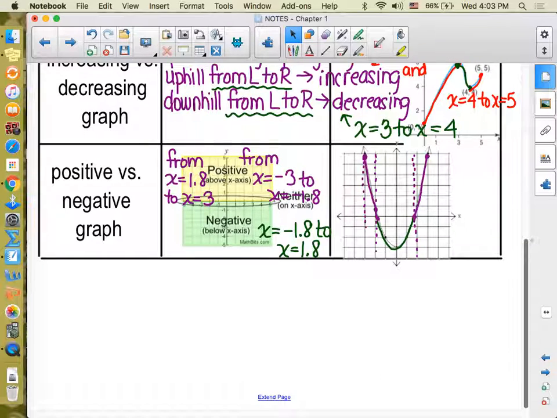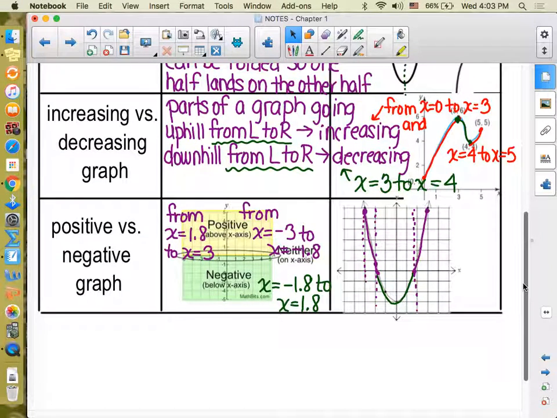Go back and fill in anything and ask to clarify understanding if something in here isn't clear.